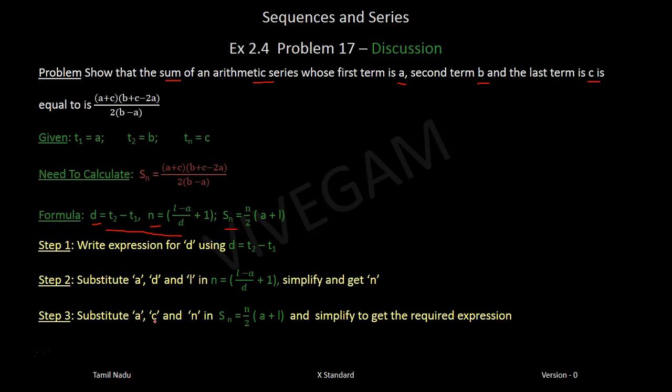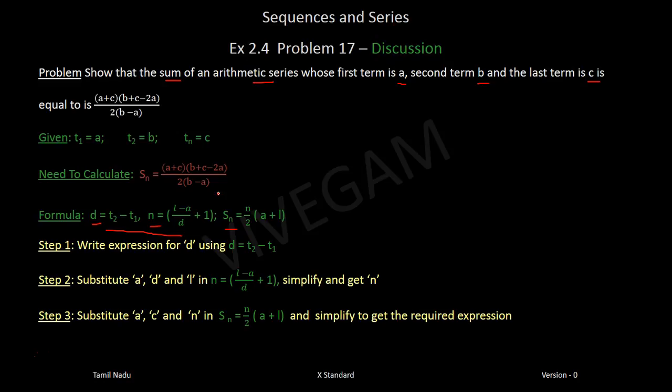Substitute the first term, last term, and n which you have calculated in this formula. So this will become n, whatever we calculated here, into (a + l), where l is c, and simplify to get the required expression. This is how this problem needs to be done.